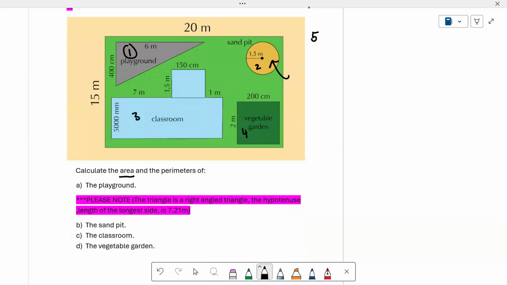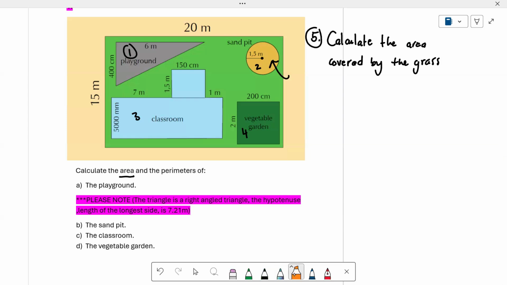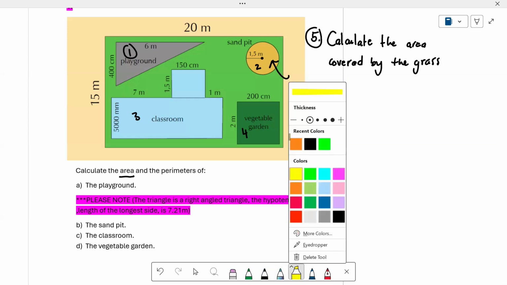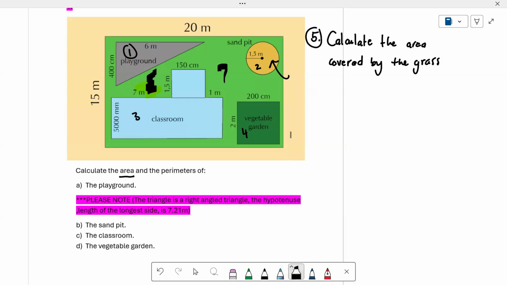Please, I'm going to add number five. Please add this to number five and say calculate the space or the area covered by the grass. Okay, so guys, this is a top view of a school, right? The green part there, you see that light green. Let me show you what I'm talking about. This light green region, do you see this one? All of that there, that's the grass.